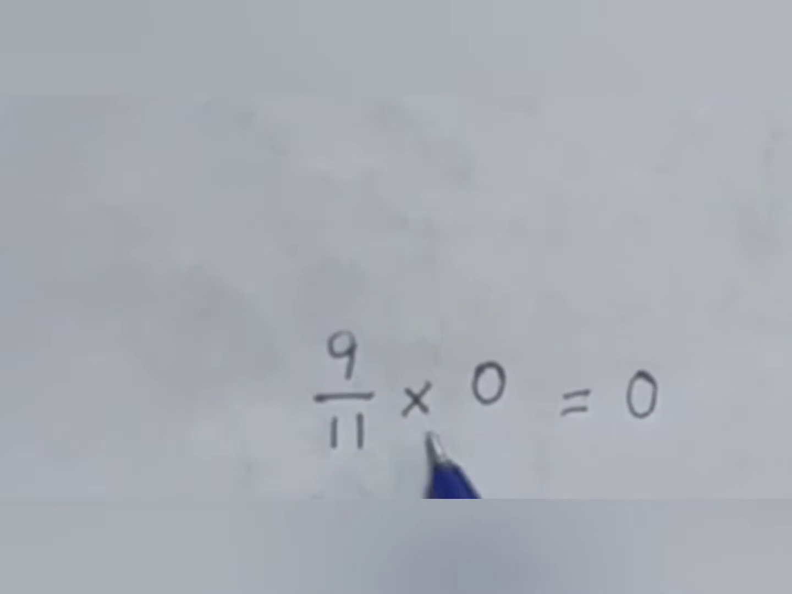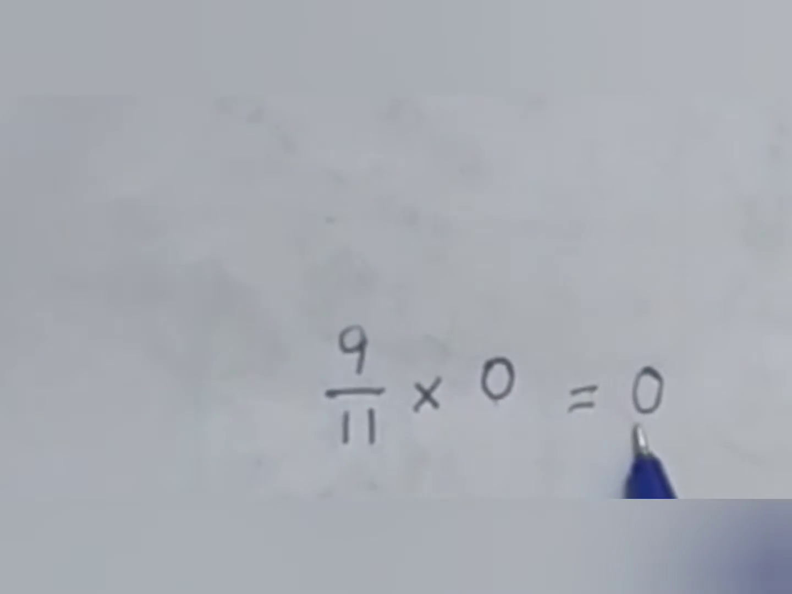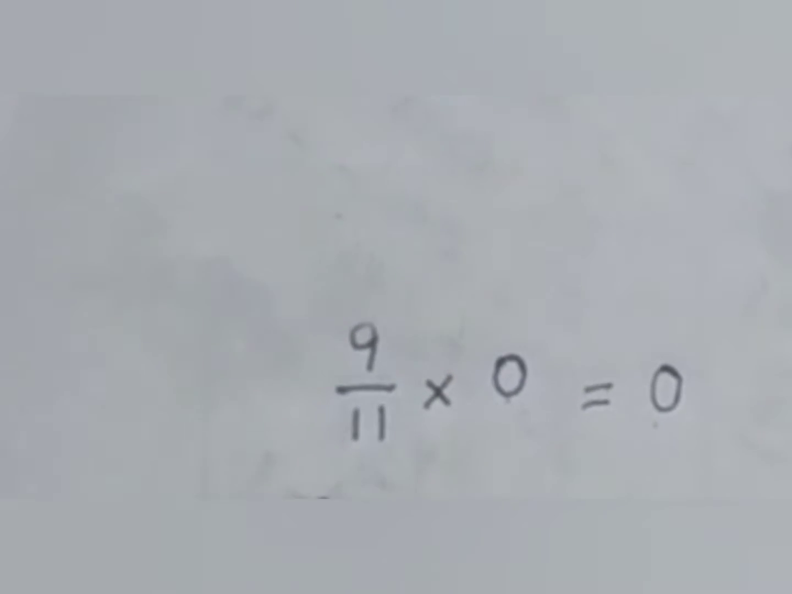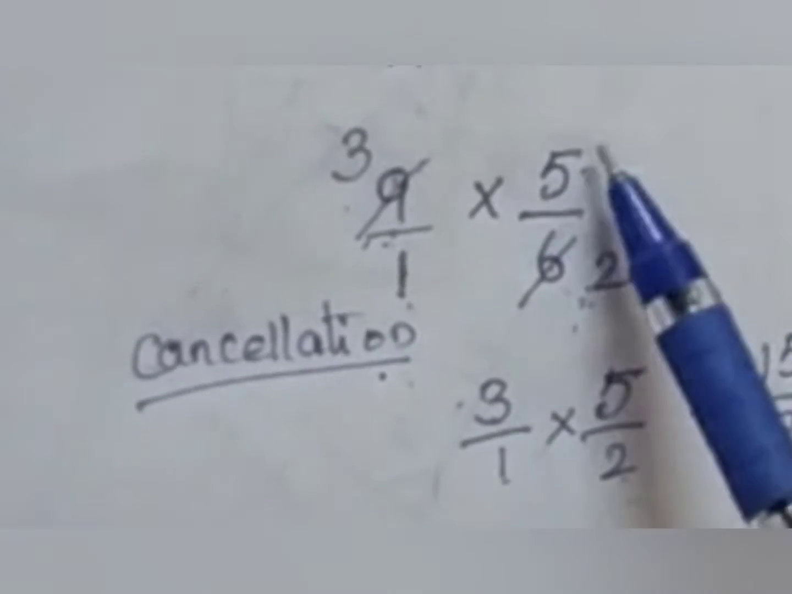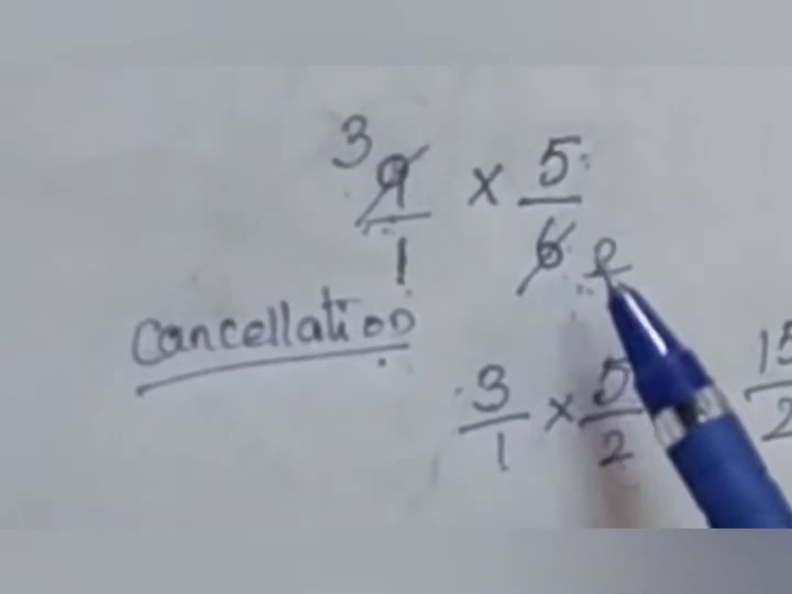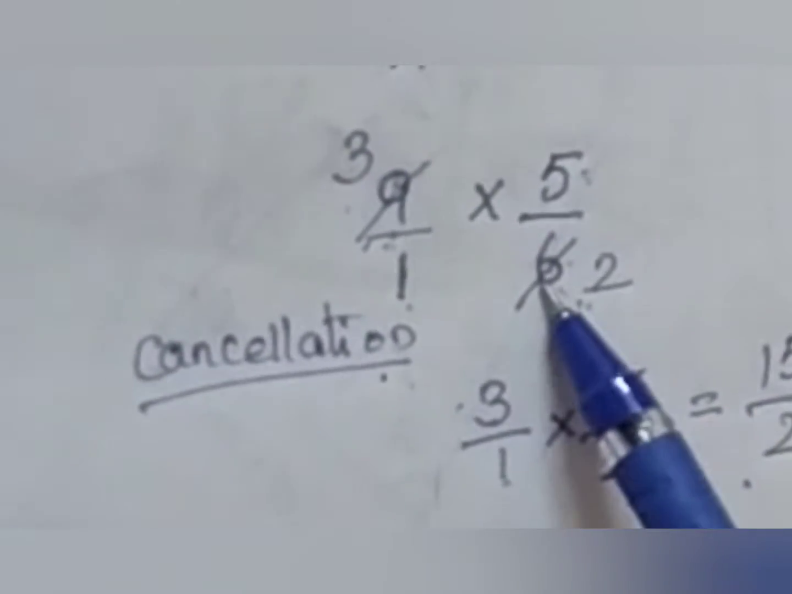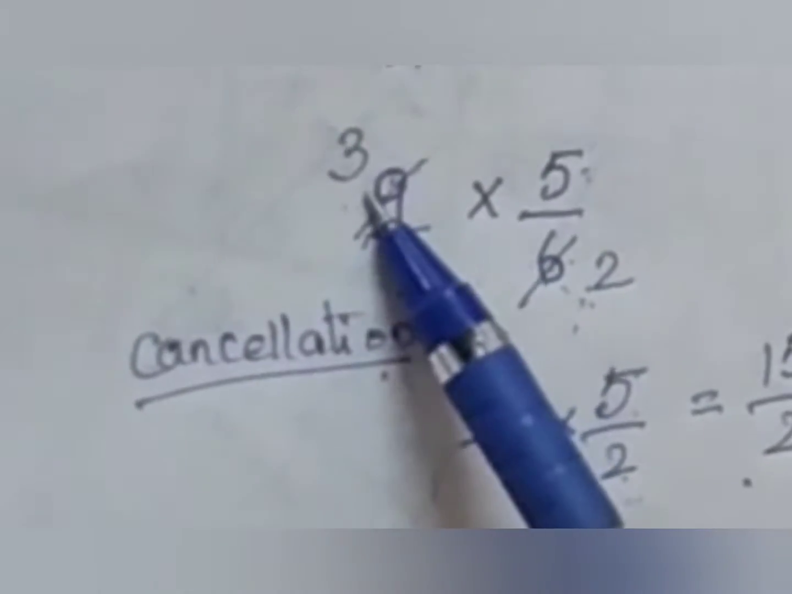Next question, 9 into 11 into 0 will give you 0, as any number multiplied by 0 is 0. Next question is 9 into 5 by 6. We can write it as 9 by 1 into 5 by 6.